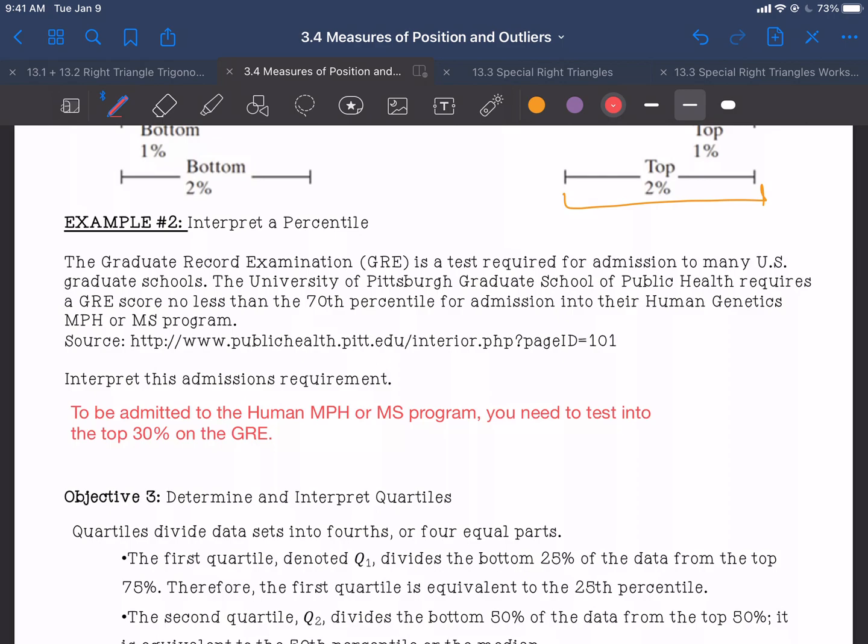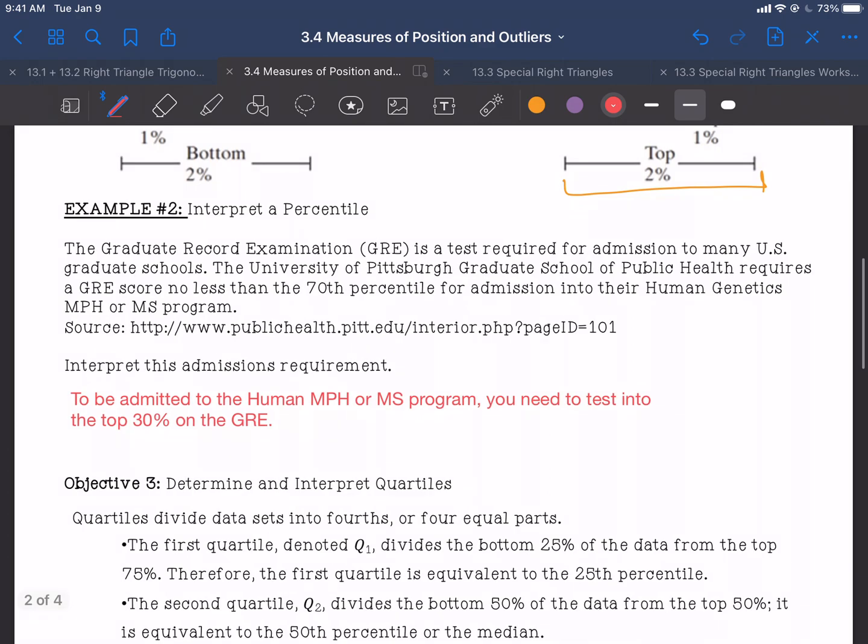Interpret the admissions requirement. So I already have that typed up there. So if you're trying to get into this program, you want your GRE score to be greater than or equal to the 70th percentile. So thinking on the other end of that, to be admitted to the Human Genetics MPH or MS program, you need to test into the top 30% on the GRE.